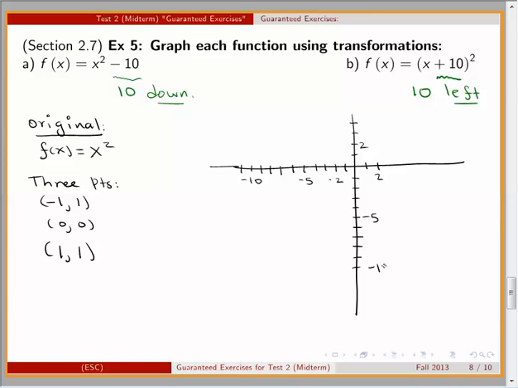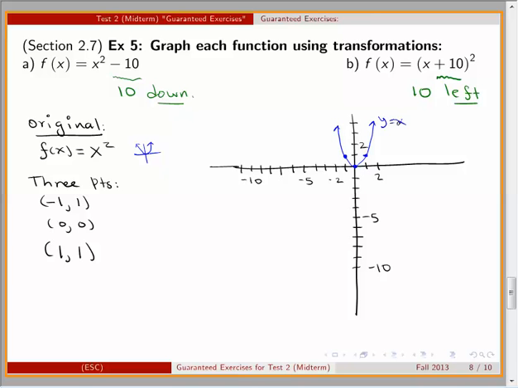Okay, so the idea is I'm going to start with the original function x squared. It passes through these 3 points, negative 1 and 1, 0, 0, 1 and 1, and from section 2.6 you know that this function is a parabola, a u-shaped function. When you connect those 3 points, you could form a u when you do this. So this is the original function y equals x squared.